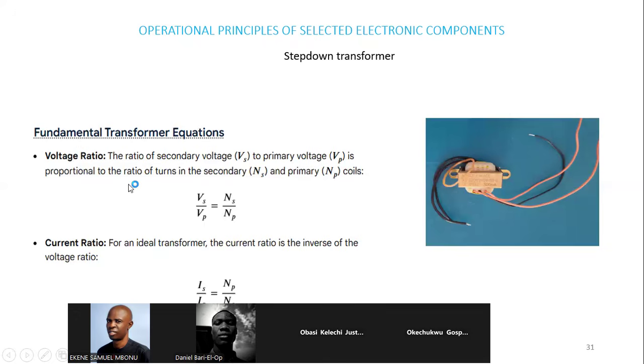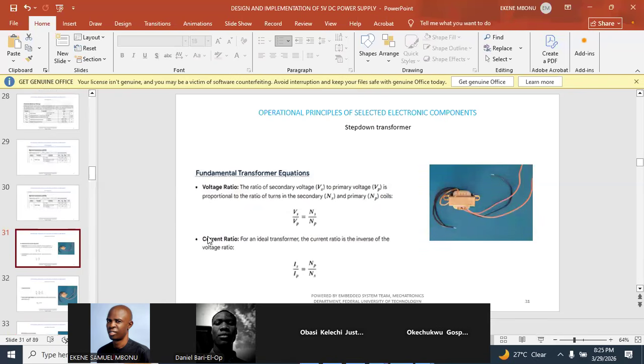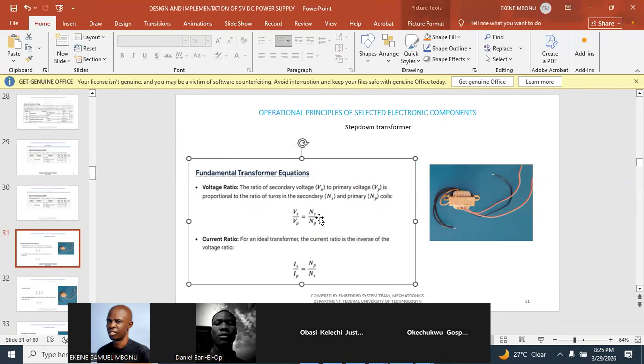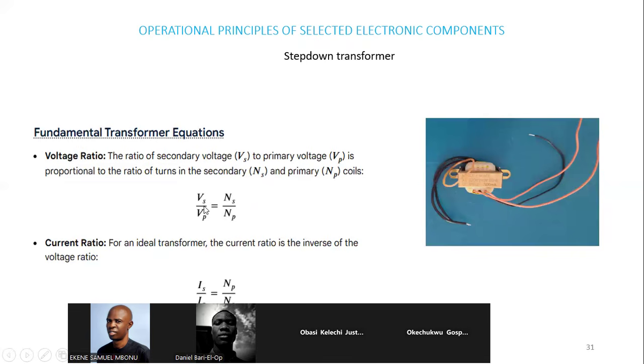So we have that the ratio of secondary voltage Vs to primary voltage Vp is proportional to the ratio of turns in the secondary and the primary coils. Somebody should read the equation there. I want to be sure that you are still connected. Read this equation. We can call it equation 1. Let's call it equation 1. But let's continue. Read the voltage equation, please.